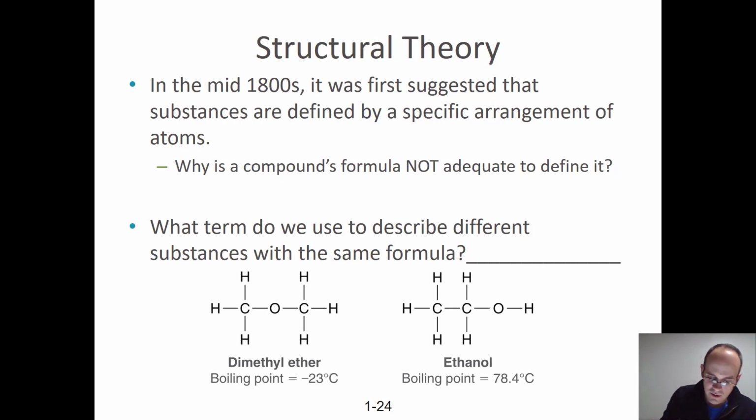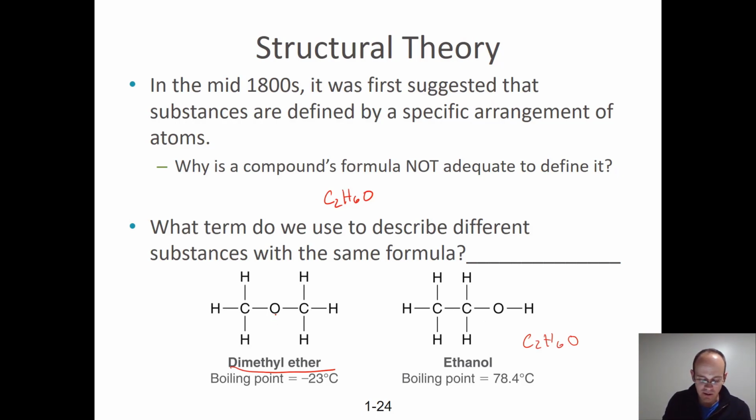And the reason I said that is because dimethyl ether's molecular formula was C2H6O. But dimethyl ether isn't the only chemical that can have that molecular formula. So here's dimethyl ether, right? C2H6O. And here's ethanol. Ethanol also has the molecular formula C2H6O. So dimethyl ether and ethanol have the same chemical formula, but you can see that they're laid out differently.